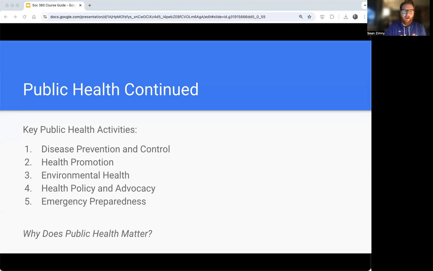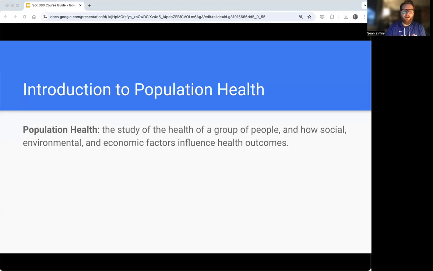Now we also have population health. Let me make sure I'm on the right slide. Population health. There we go. Introduction to population health. Population health, as you see up there, is the study of the health of a group of people and how social, environmental, and economic factors influence health outcomes. Similar to public health, and we'll get into the specific differences.